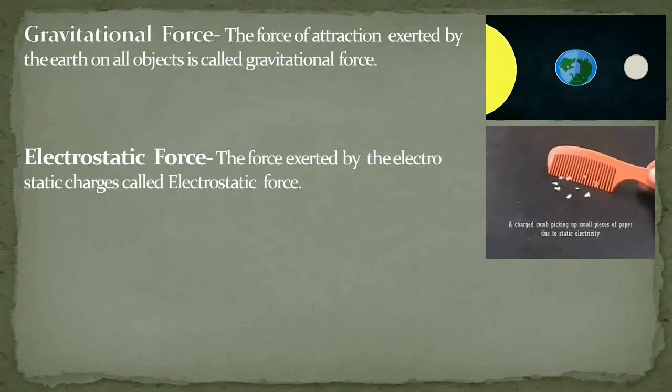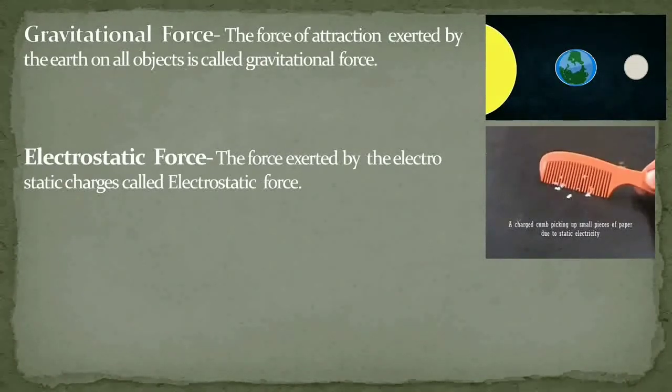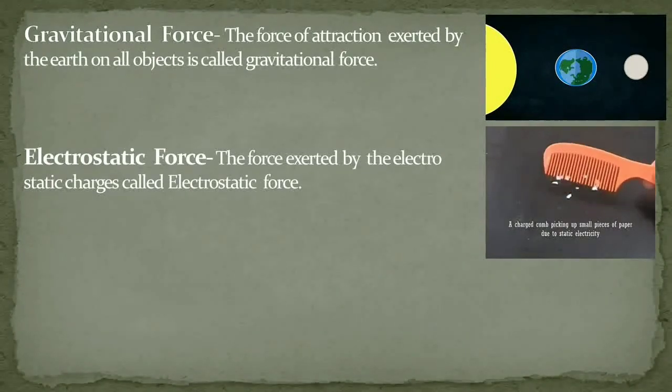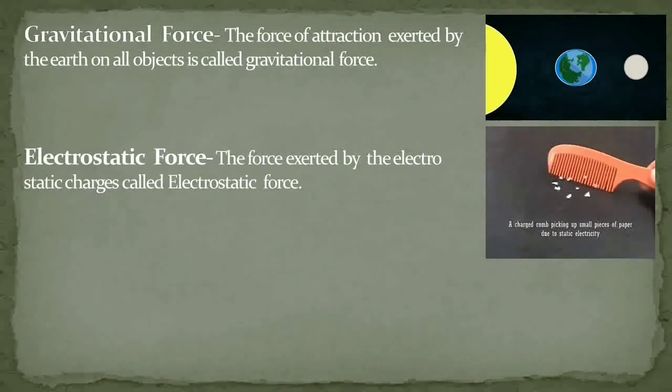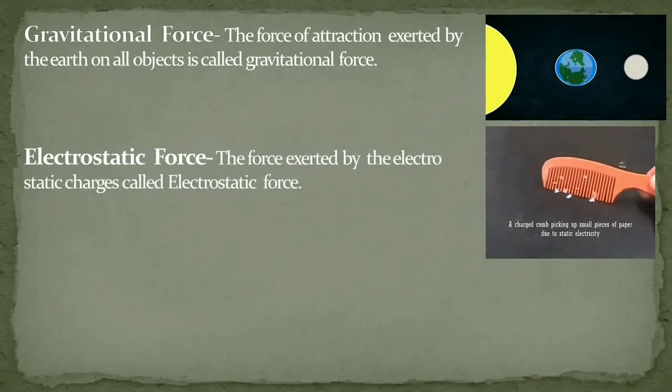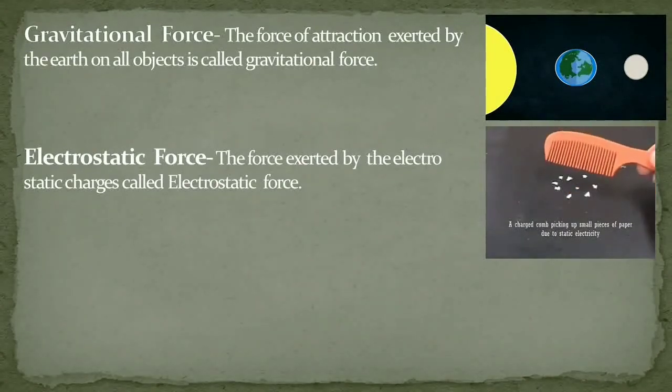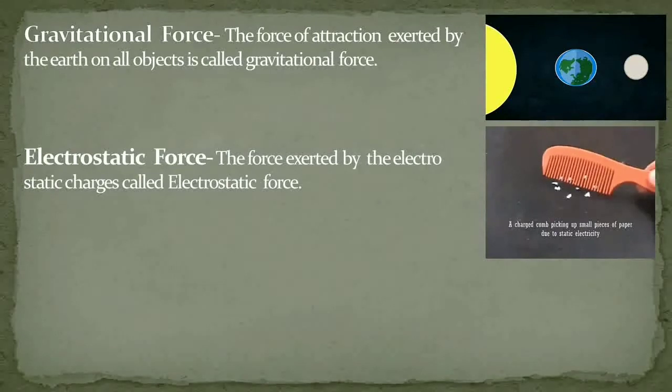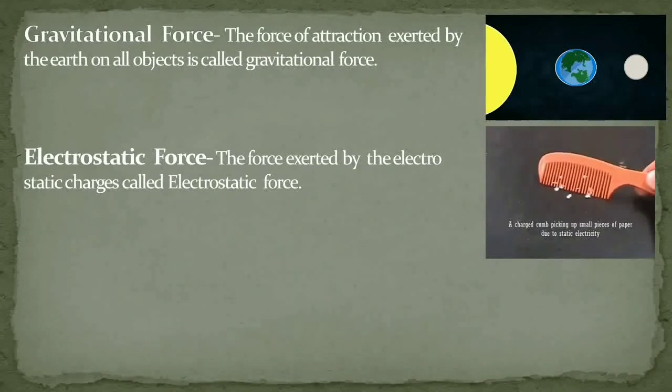Why so? This is because on rubbing the comb, it will get charge, and since the charge is produced at the site of rubbing and remains there without any movement, this is called the electrostatic charge, and the force exerted by the electrostatic charge is called the electrostatic force. You can see in this animated picture, which is an example showing the electrostatic force.